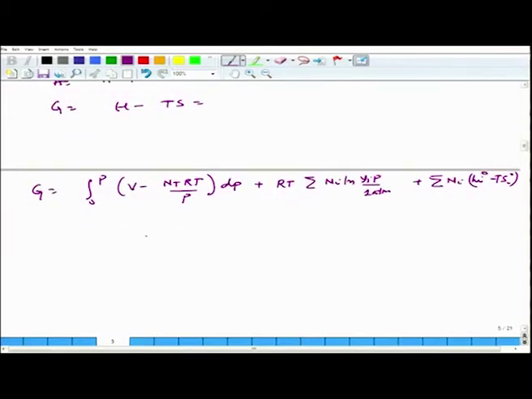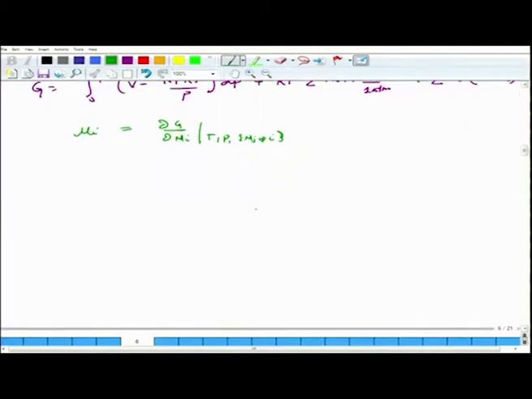Now, this expression you can make use of in order to calculate the chemical potential. So, what is the chemical potential? Of course, chemical potential is the partial molar derivative of Gibbs free energy. So, I am going to define here del G by del Ni at T, P, and all other Nj's constant. Now, we can evaluate this expression further. So, let us take a derivative of this.